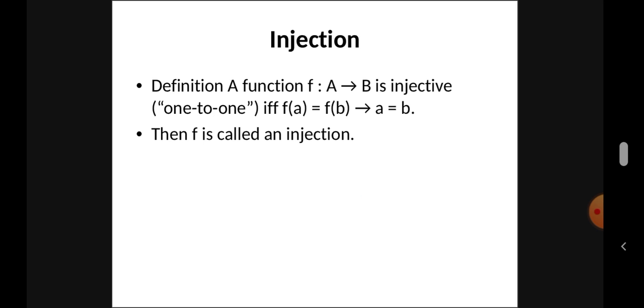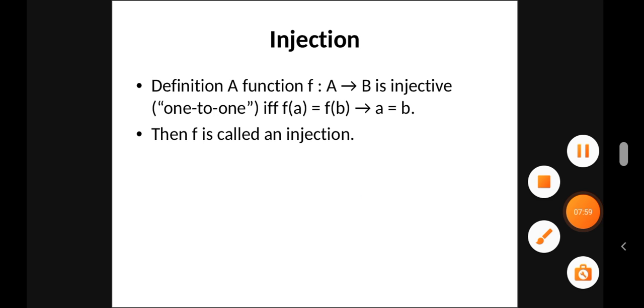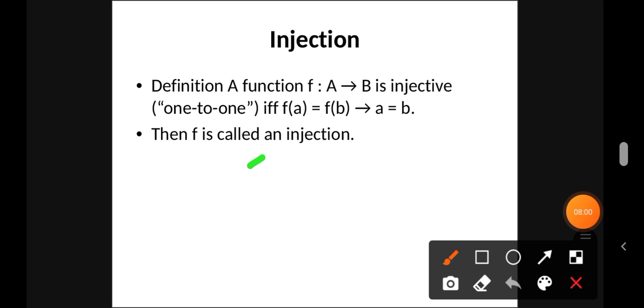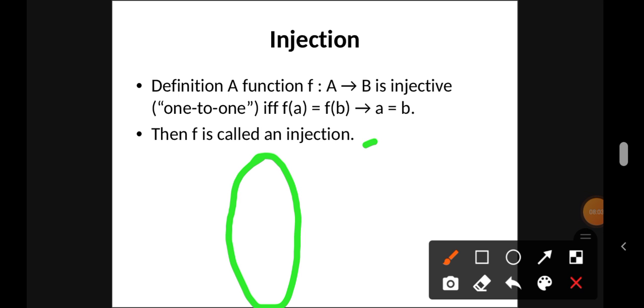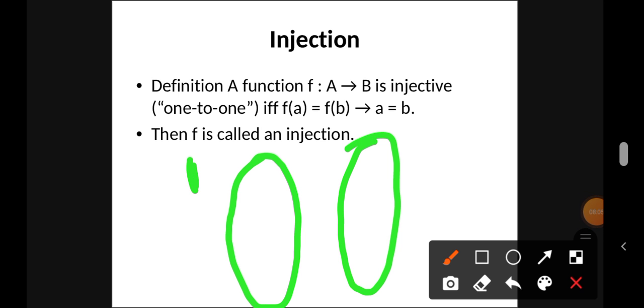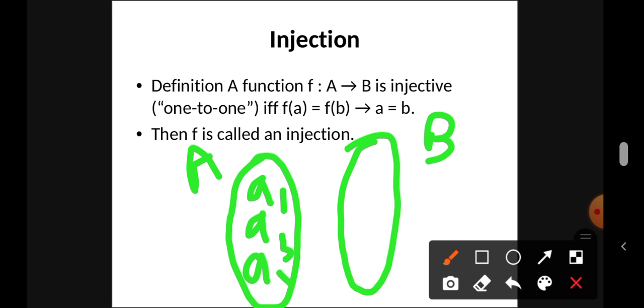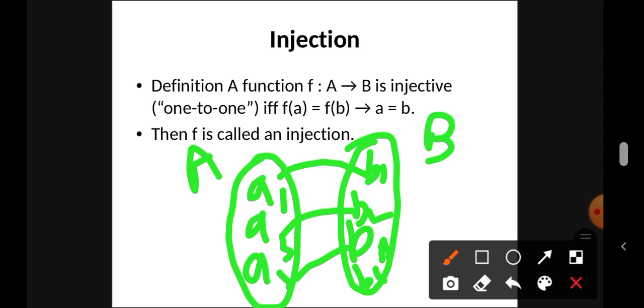The next one is, if we draw it here, A B, then A1 A2 A3 here, B1 B2 B3 B4. Okay, suppose this is the set of elements. For every element in A there must be an element in B.